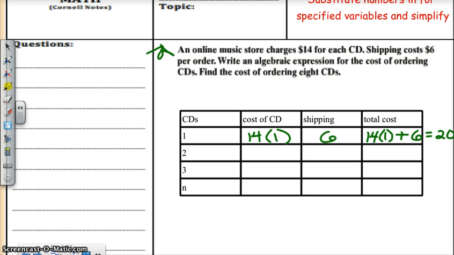Now for 2 CDs, my cost is going to be $14 per CD. I have 2 of them. Shipping is still the $6. My total cost is going to be the cost of my CDs, which was 14 times 2 of them, plus my shipping. That's 28 plus 6, 34. $34.